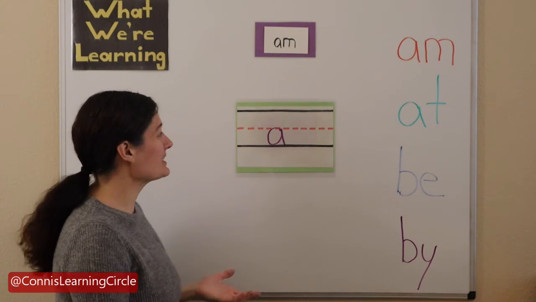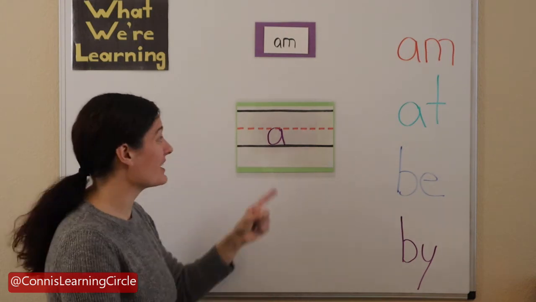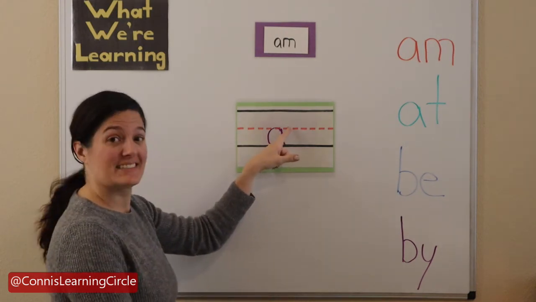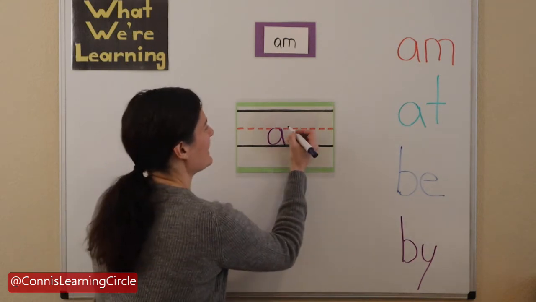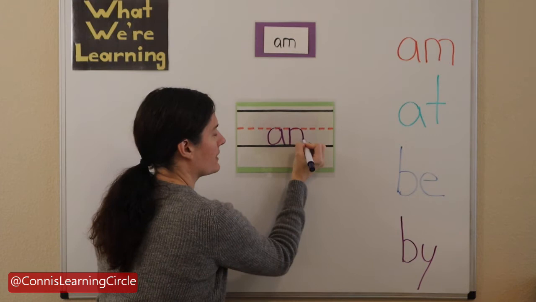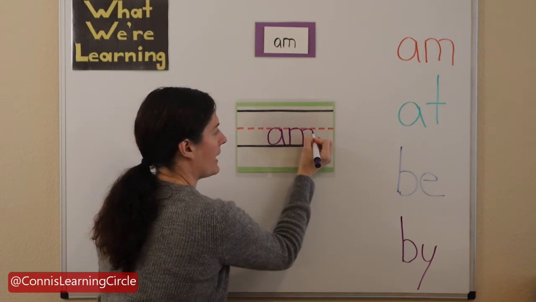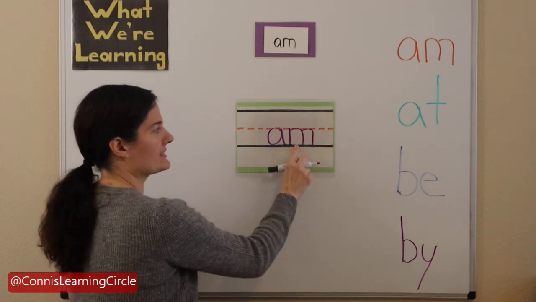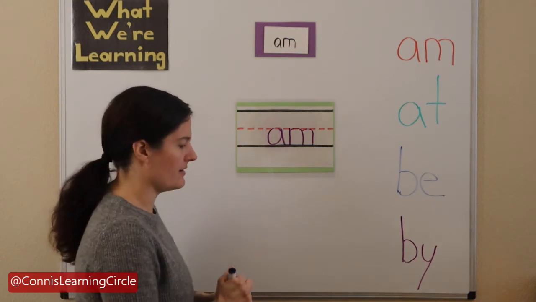That's right, it's a short letter too. So that means it's going to start on our dotted writing line. That's right, just like this. Down and then back up and around, back up and around. Our lowercase letter M. Very good, all right.